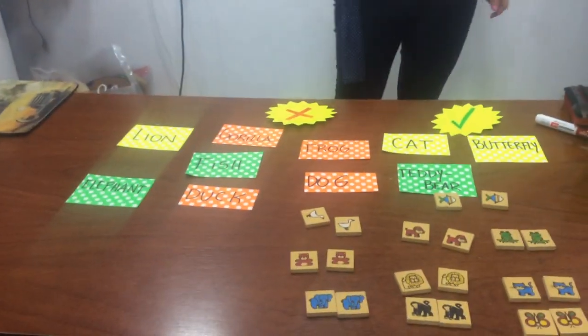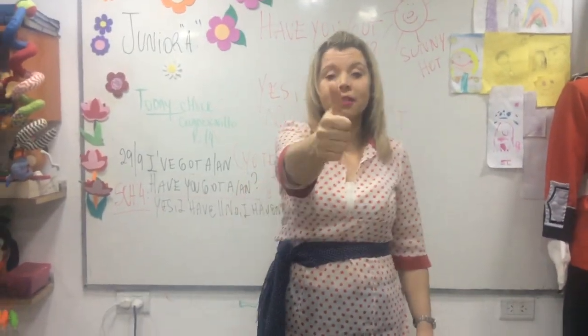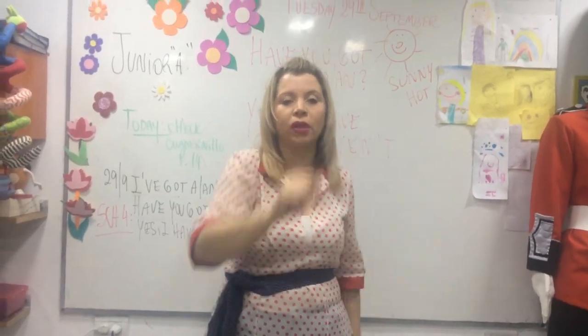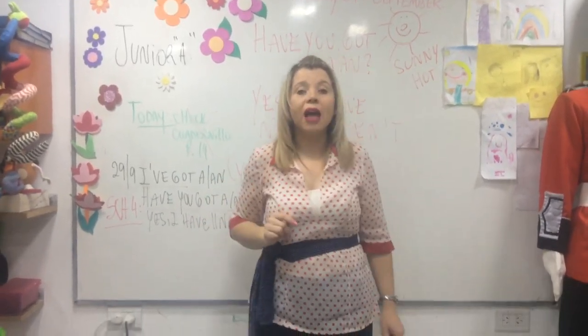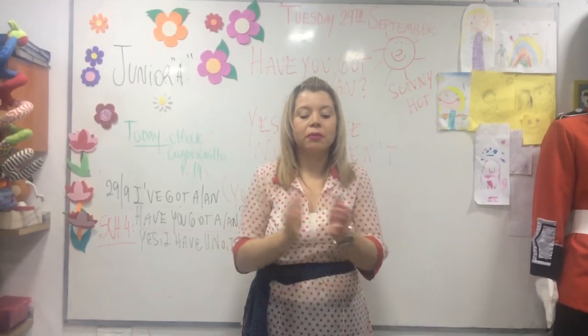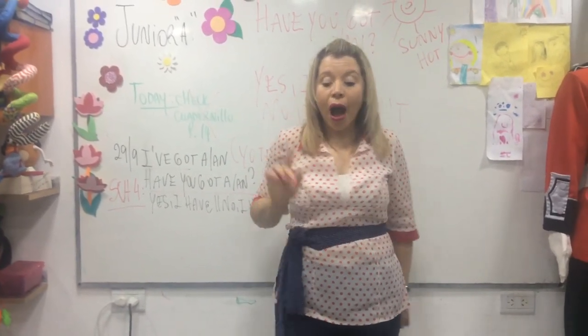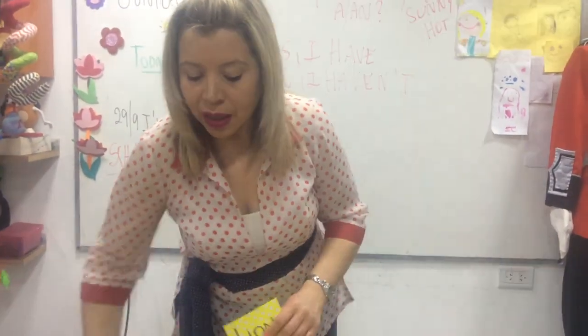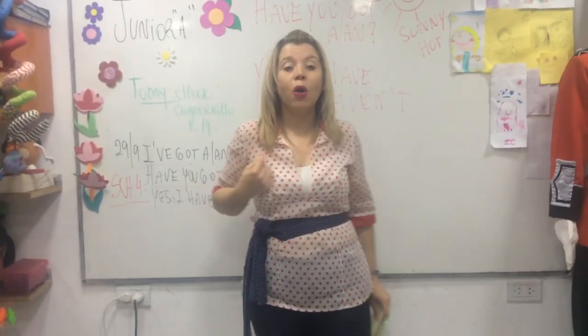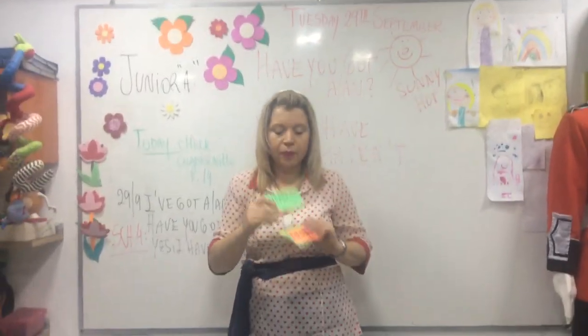Okay, have you got a cat? Yes, I have. Answer at home, contesta en casa. Have you got a lion? No, I haven't. Have you got a butterfly? Yes, I have. Now, ahora la teacher te da el nombre del animalito. Tenés que hacerme una question con have you got. Okay.